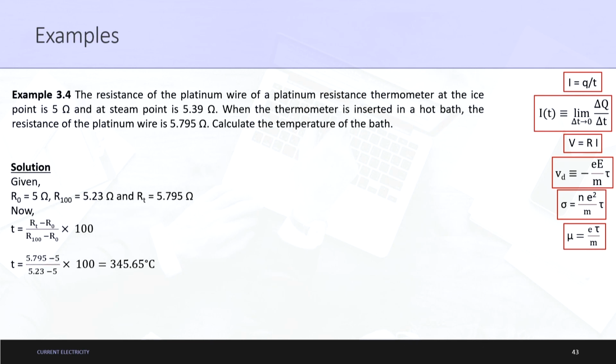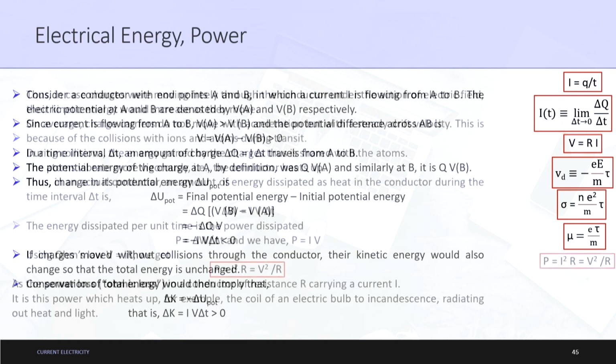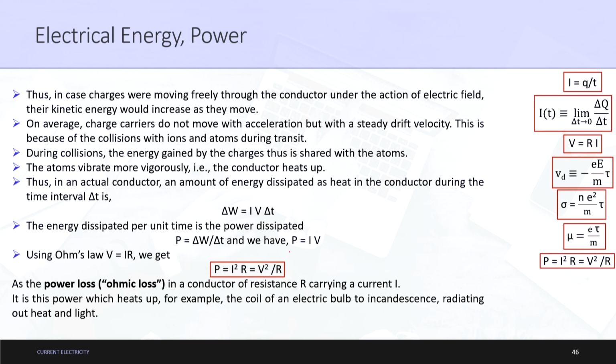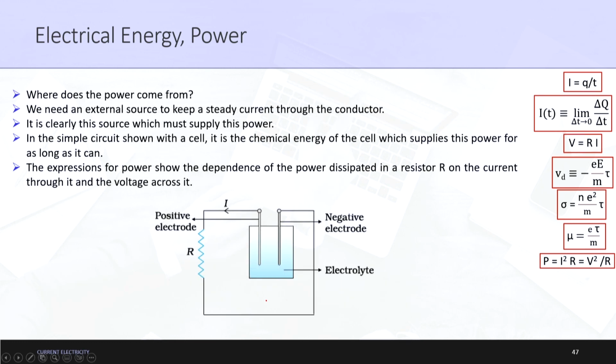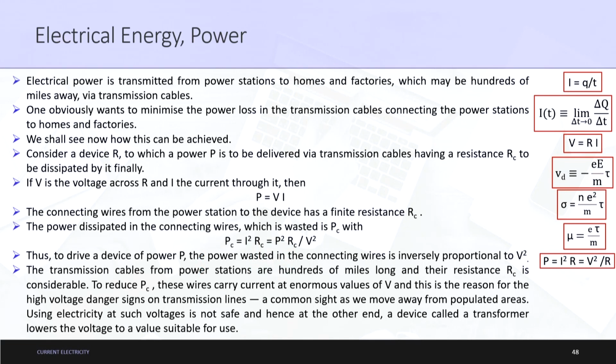The next is electrical energy and power, in which we understood the value of power, which is equal to I into V, also P is equal to I square R, which is equal to V square by R. Then we also understood how heat is generated using the concepts of electrodes. And finally we understood the power loss.